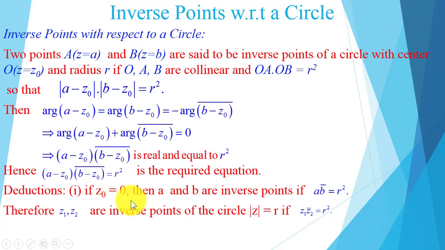If z0 is equal to 0, then A and B are inverse points if A times B bar is equal to R square, that is, A times the conjugate of B is equal to R square. Therefore, z1, z2 are inverse points of the circle modulus z equal to R if z1 times z2 bar is equal to R square.